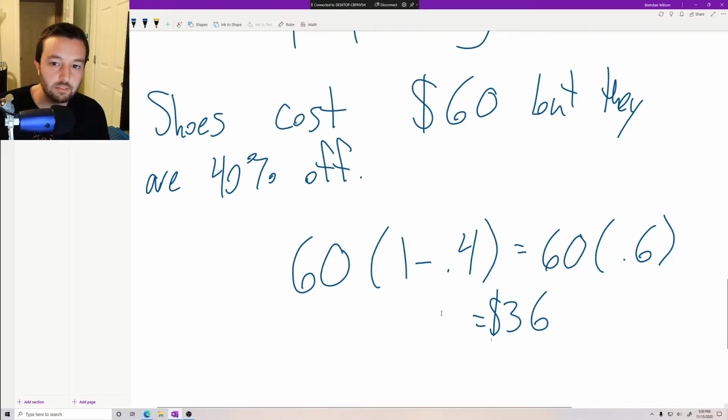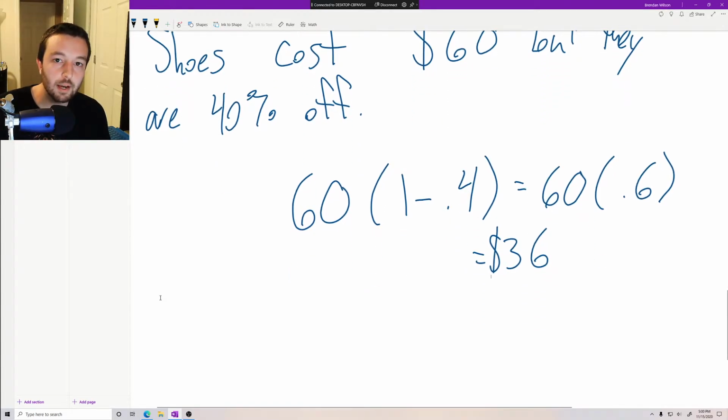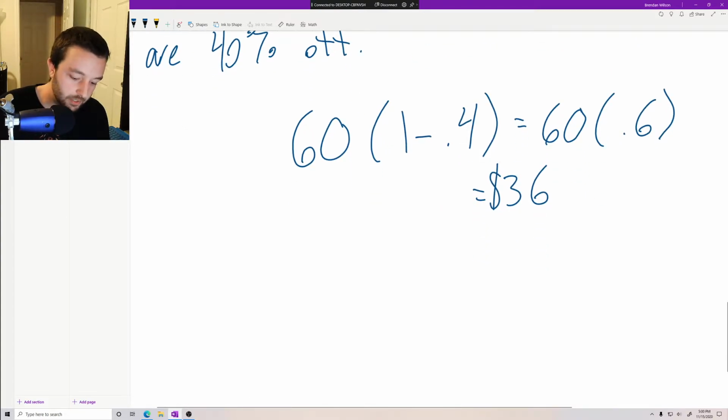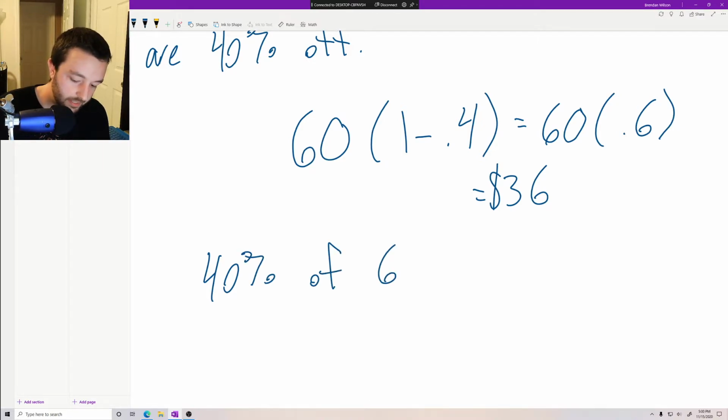So 40% off of 60 is $36. If you didn't want to use this shortcut method, how would we reason out this problem without it? Well, we'd say, okay, 40% of 60 is, well, we would do 0.4 times 60, which is 24.